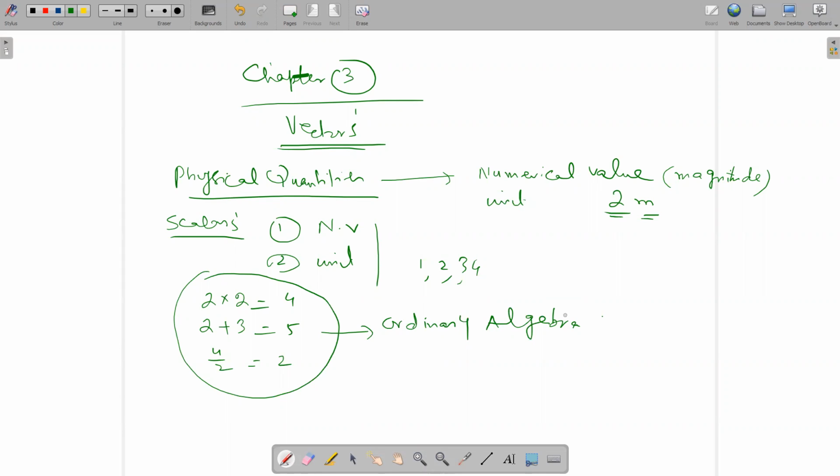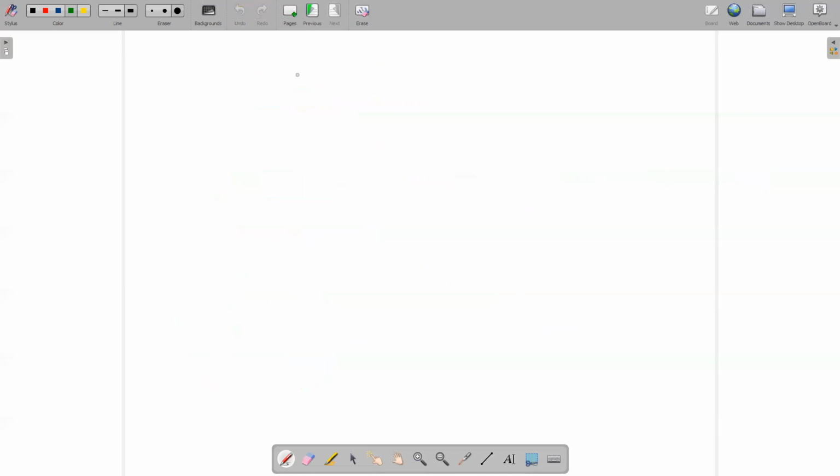But here the game is vectors. If the quantities are vectors, then their addition, their subtraction, their multiplication is different. It is not like this one, okay? Because it has direction. So that's why it creates trouble. It creates problems.